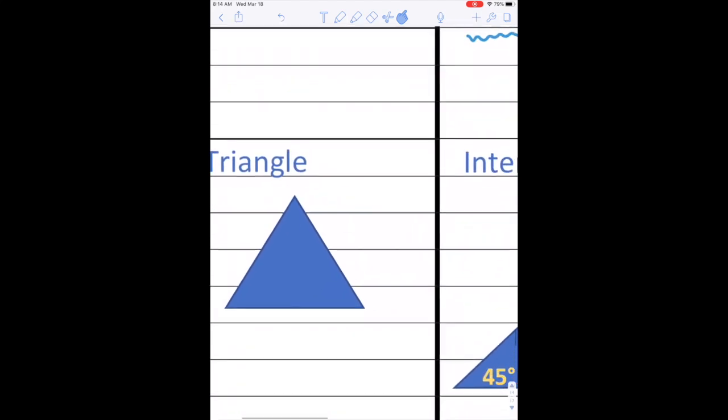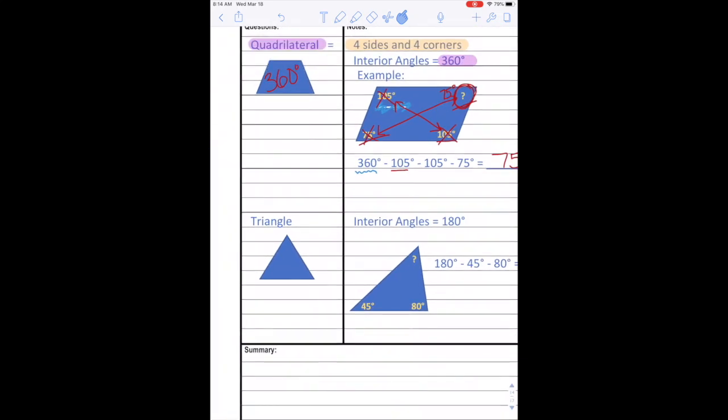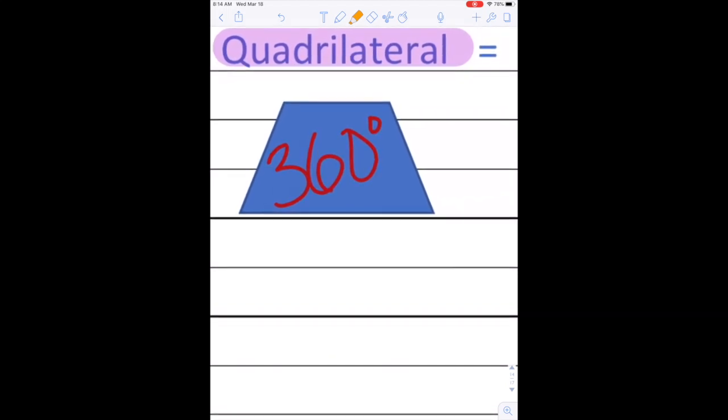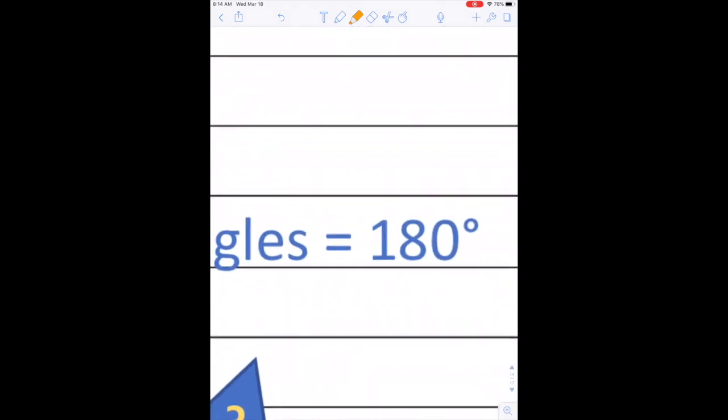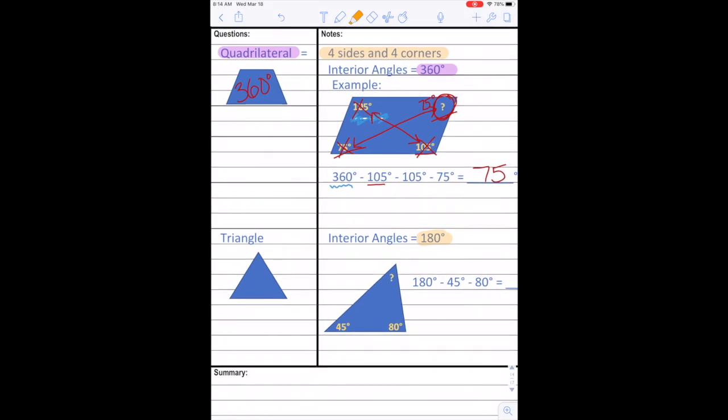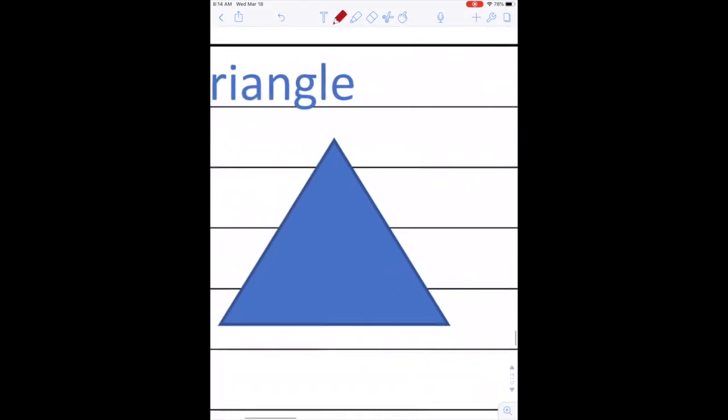Next, we are going to look at the triangle. The triangle is a little different. Similar to when we find the area of a triangle, it is half of that area. If a square or a rectangle or any type of quadrilateral is base times height, then it is half of that. So half of 360 is 180 degrees. For a triangle, all these angles inside have to add up to 180 degrees.